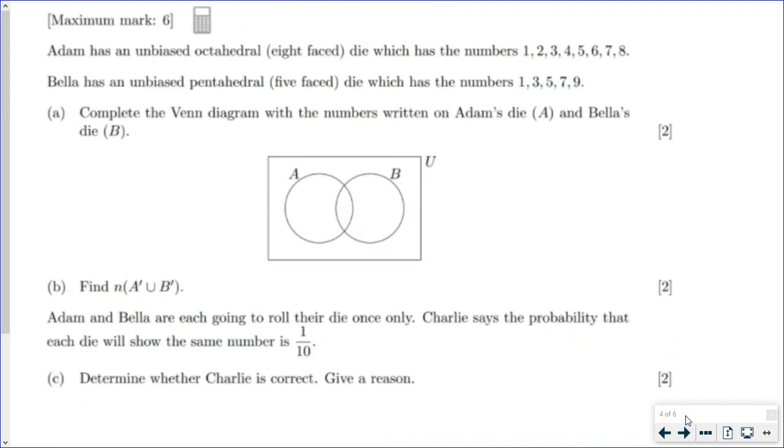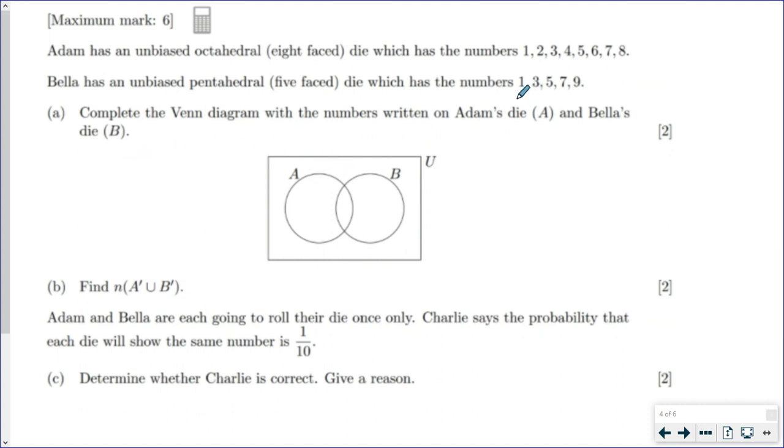All right. What is this, number 4? All right. Adam has an unbiased octahedral die, which has the numbers 1 through 8 on it. Bella has an unbiased pentahedral die, which has the numbers 1, 3, 5, 7, and 9. Complete the Venn diagram with the numbers written on Adam's die, A, and Bella's die, B.